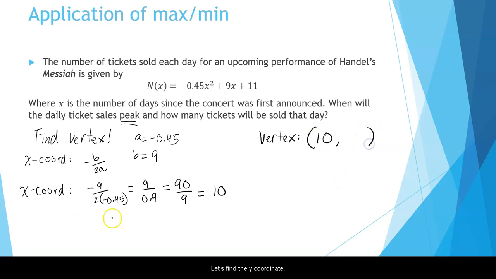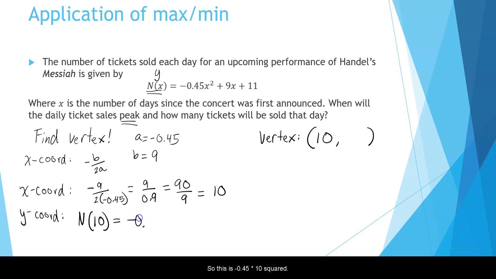Let's find the y-coordinate. To find the y-coordinate, what we do is we plug in that value of 10 for our x and solve for y. Now, we haven't done a lot of work with function notation, but that's essentially what this n of x is. That's basically our y value. This does not mean n times x. So I can represent plugging in x to find y by writing n of 10. N is a function with an input of 10.